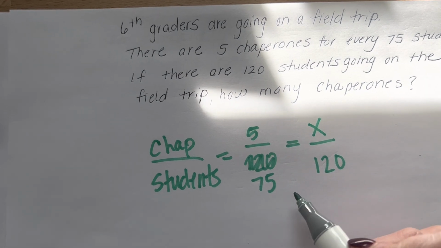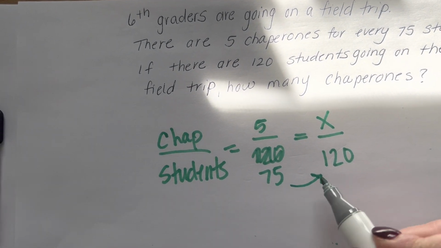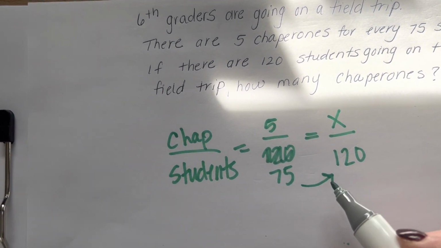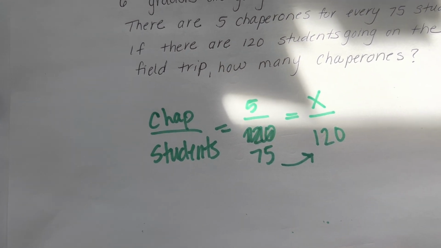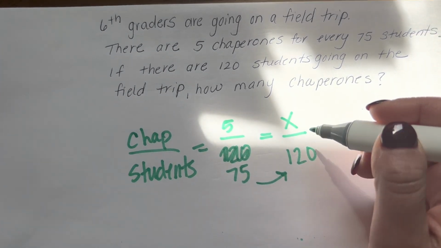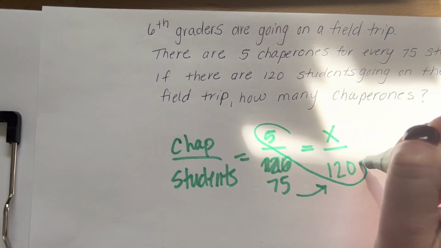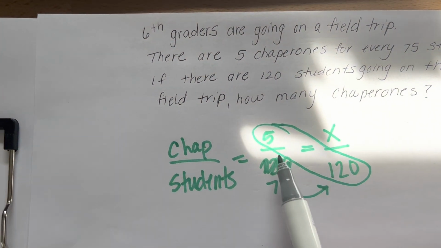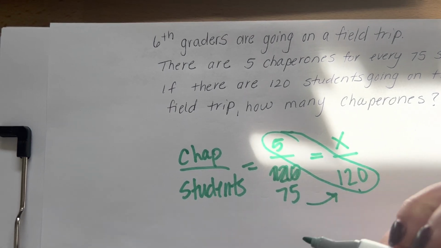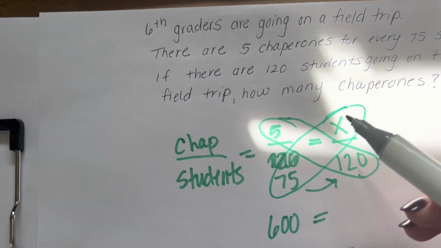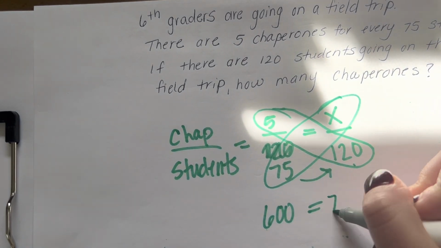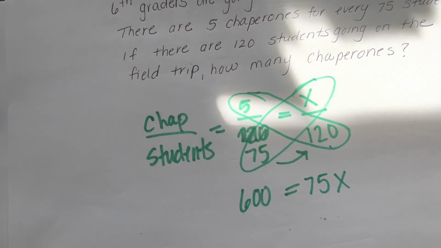For this example, I don't see an easy multiplicative relationship here right off the top of my head. So I'm going to go ahead and use another strategy to solve for x, which is cross multiplication. So first I'm going to multiply 5 times 120, and that will give me 600. Then I'm going to multiply x times 75, which gives me 75x.